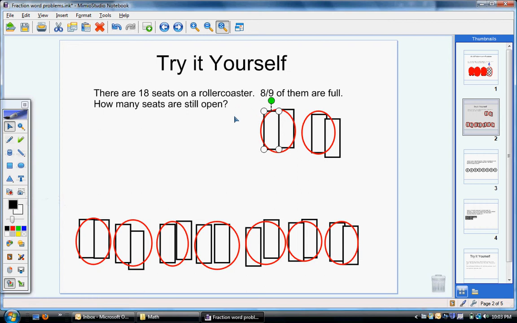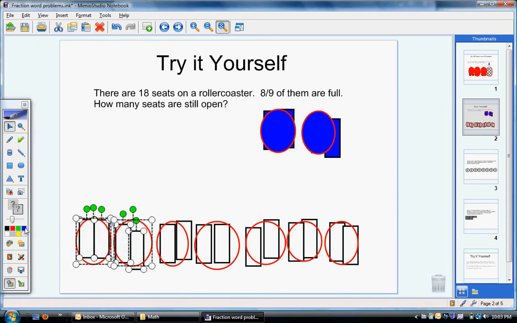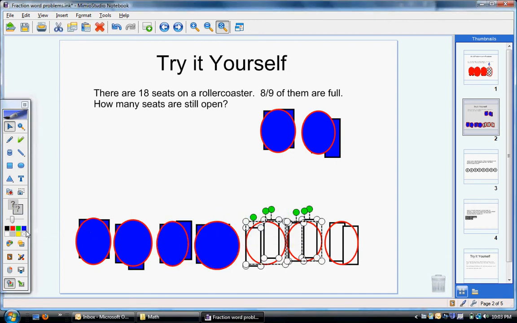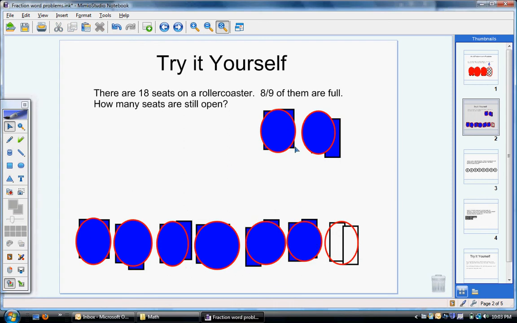So here are 1, 2 groups that are full, 3, 4 groups that are full, 5, 6 groups that are full, 7, 8 groups that are full. 8 out of the 9 groups are full.